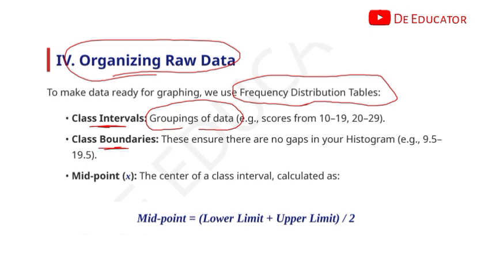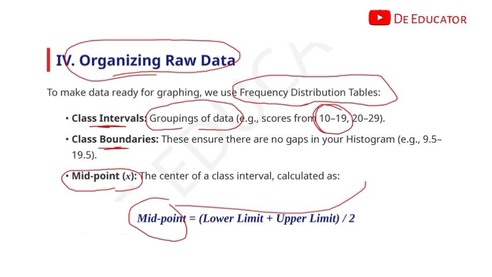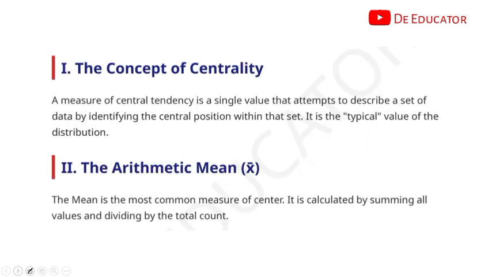Then the midpoint, represented as x. This is the center of a class interval. The center of a class interval is the lower limit plus the upper limit, divided by 2. For the class interval 10 to 19, the lower is 10, the higher is 19. So 10 plus 19 divided by 2 gives us the midpoint. Please take note of all these things. These are the basics that you need to know before you go into the main statistical work.